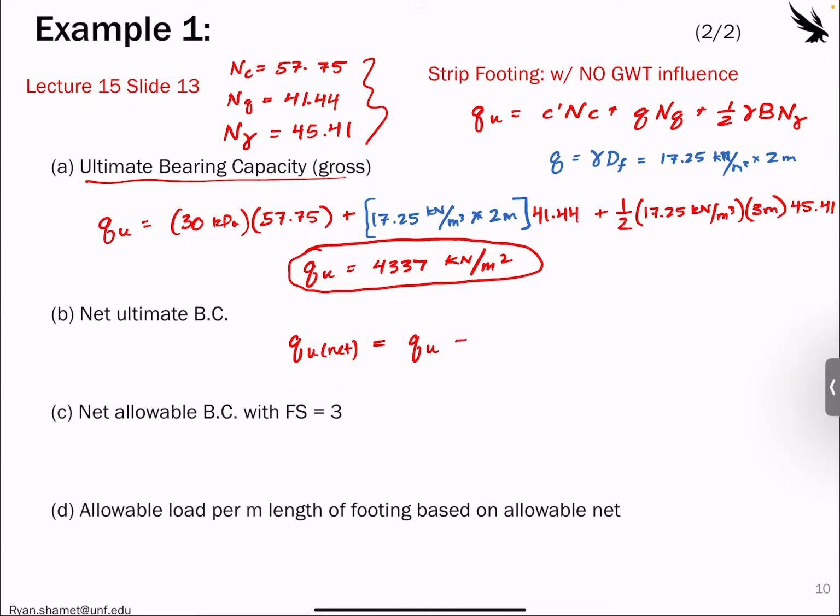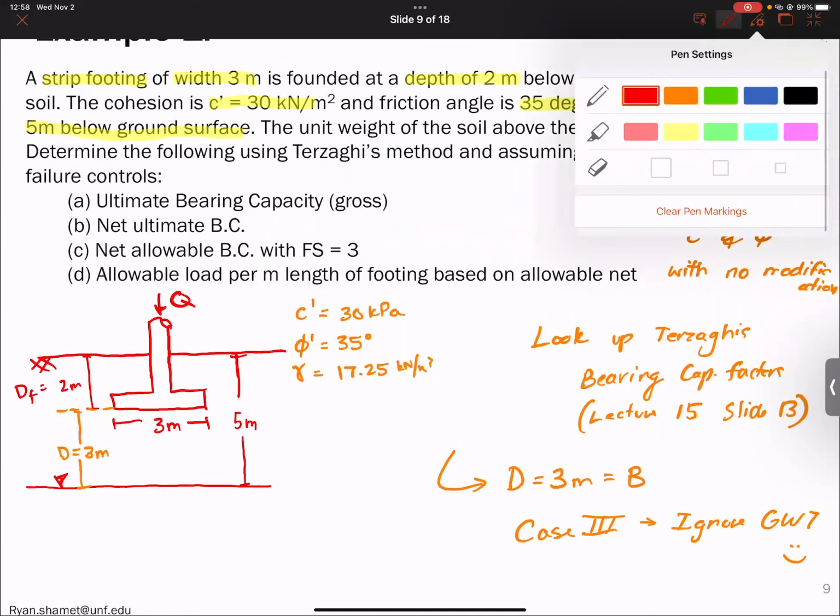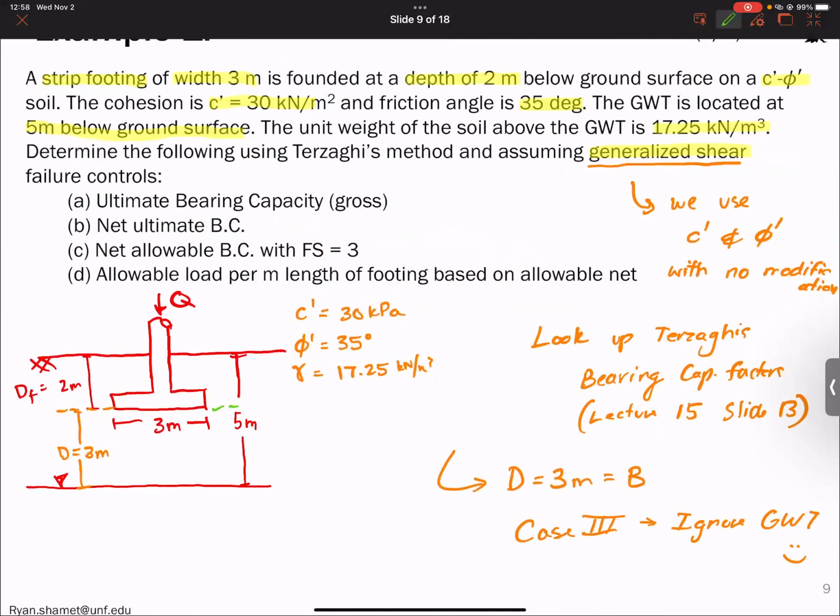And then we subtract out the stress at the bottom of our footing. So this Q here would be like right here. So this would be the Q here. And hopefully that makes sense logically.